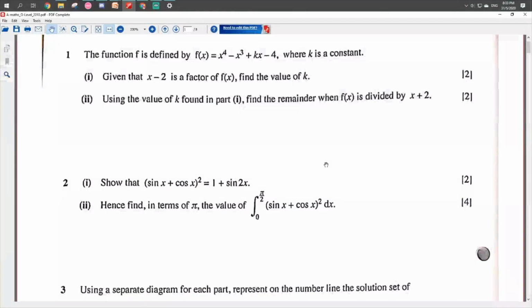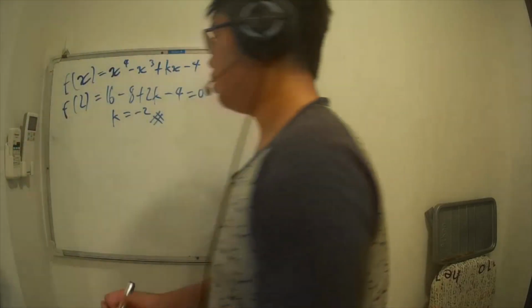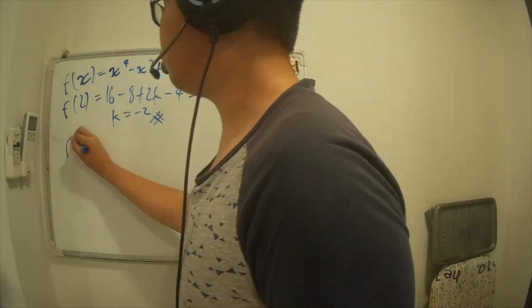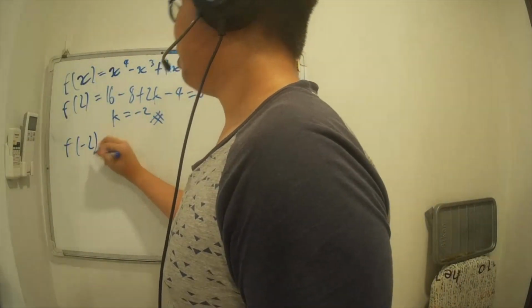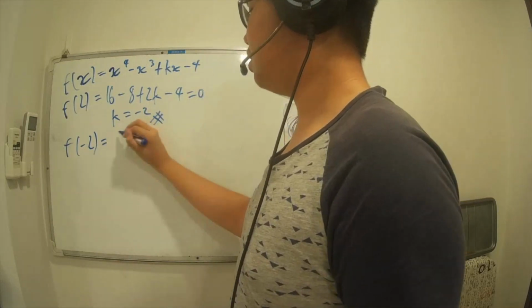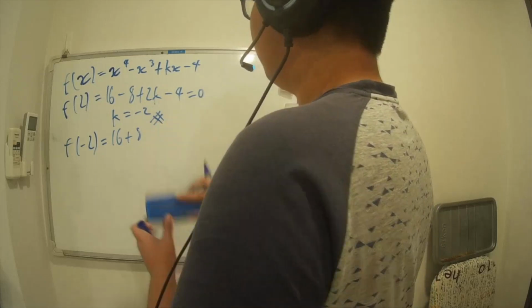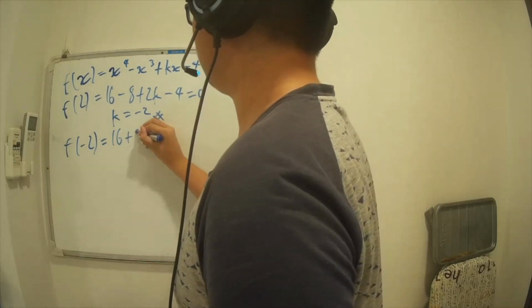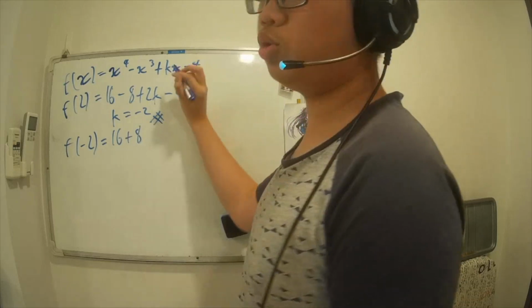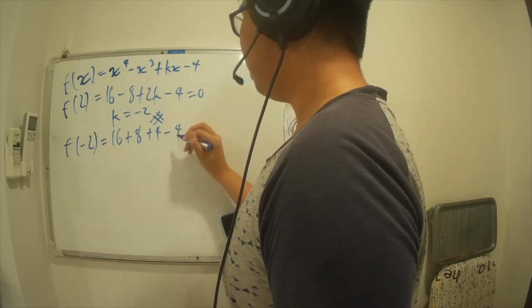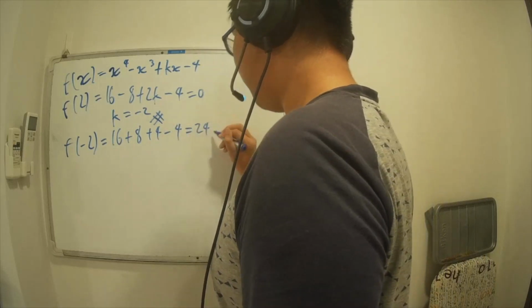And then part B, using the value of k found in part 1, find the remainder when f of x is divided by x plus 2. Alright, so now that we know what the value of k is, we will be able to evaluate f of negative 2 to find that, right? So let's do it. f of negative 2 is equal to 16 plus 8, and then this is negative 2. k is negative 2, this is also negative 2. So plus 4 minus 4. And this is just equal to 24, isn't it?